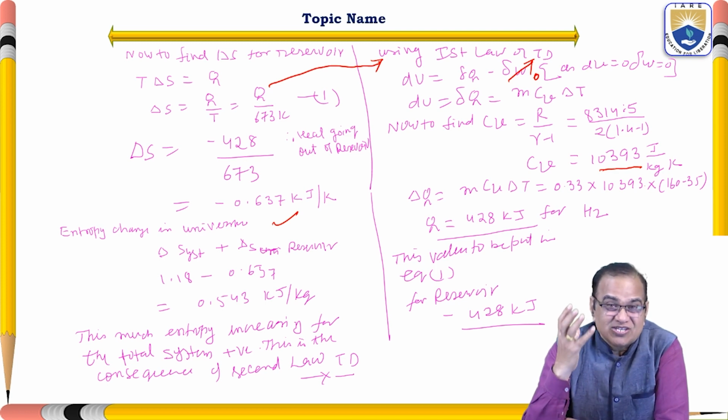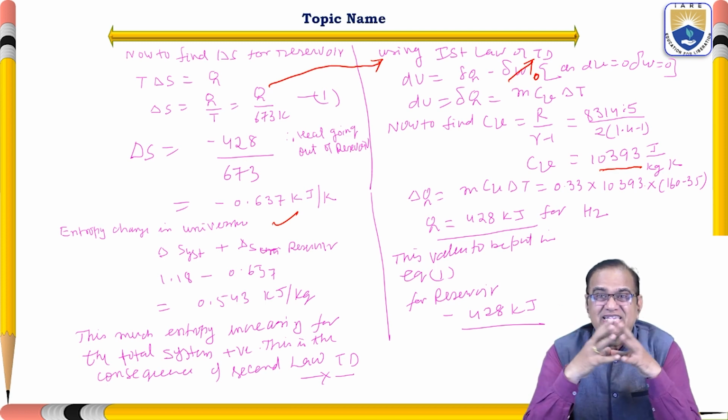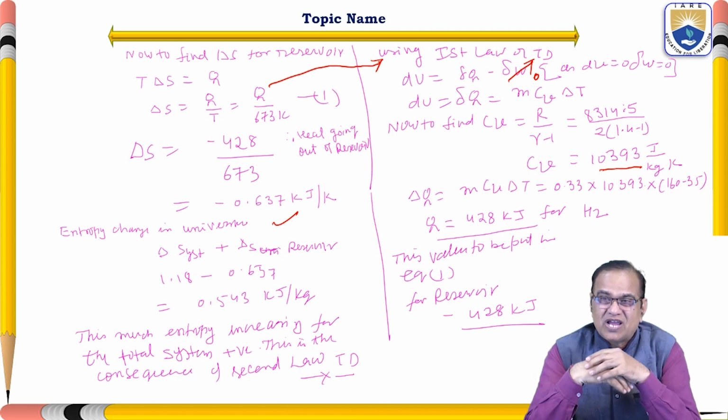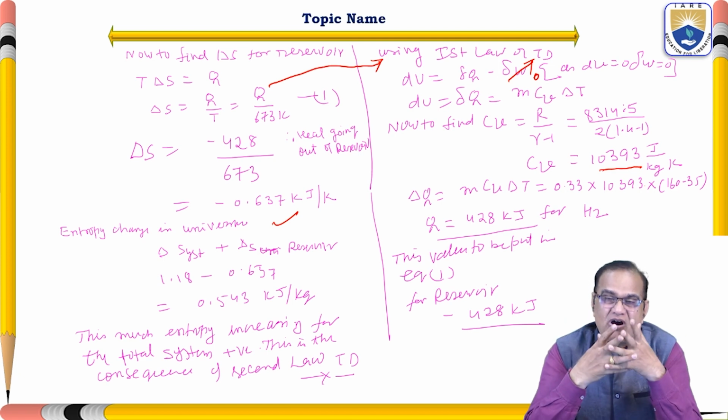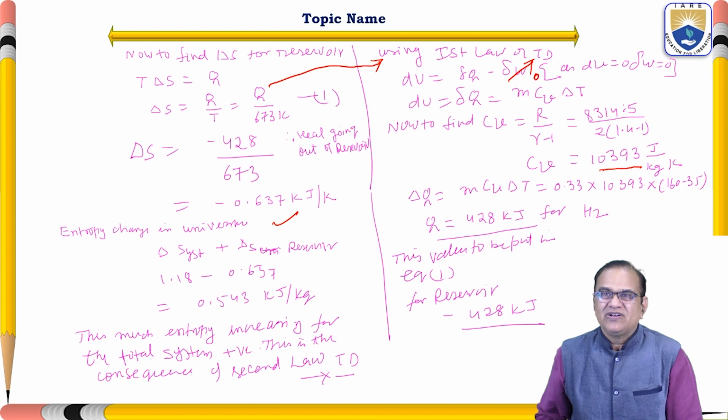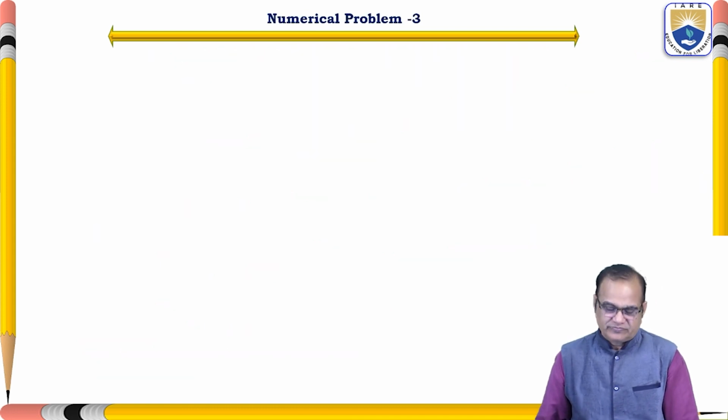There will always be losses. This indicates that there are losses, and that is why, by the help of the second law of thermodynamics, we have got the value of entropy.